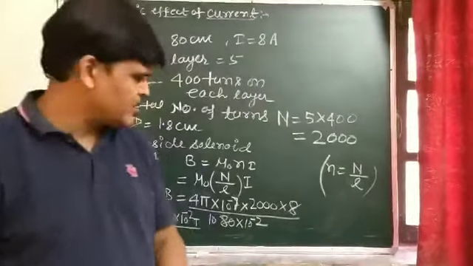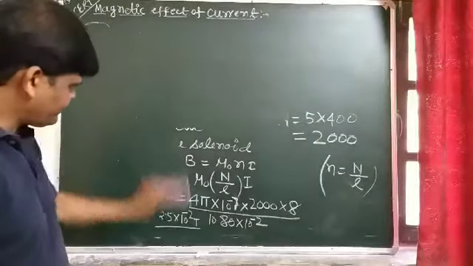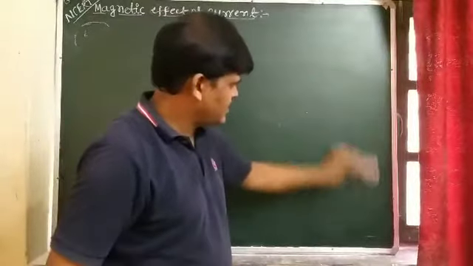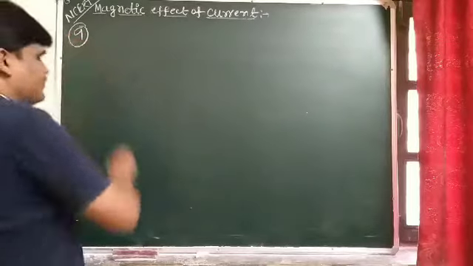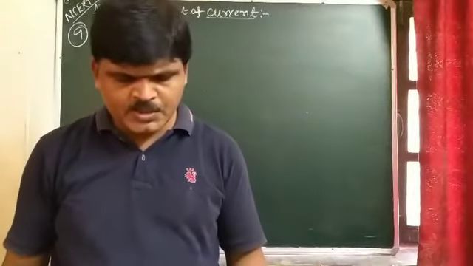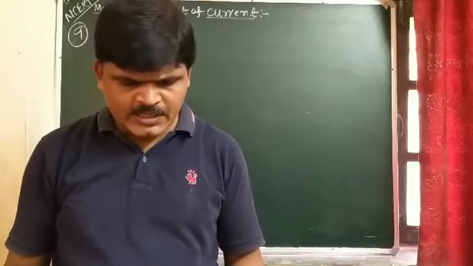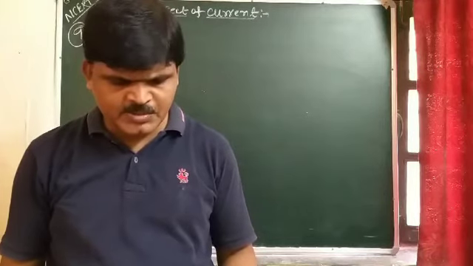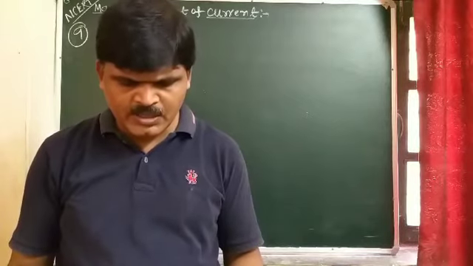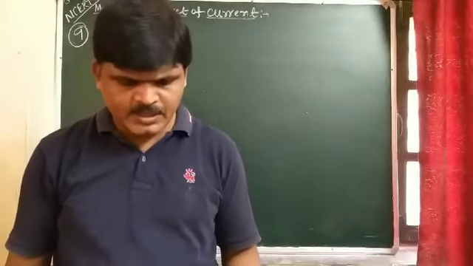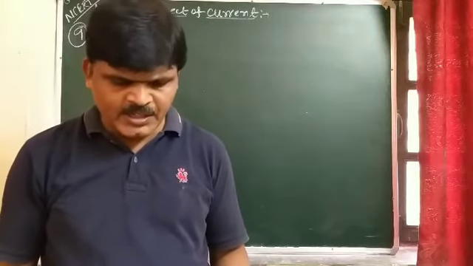Next question, students, question number 9. Listen. A square coil of side 10 centimeter consists of 20 turns and carries a current of 12 ampere. The coil is suspended vertically and the normal to the plane of the coil makes an angle of 30 degree with the direction of a uniform horizontal magnetic field of magnitude 0.80 T.